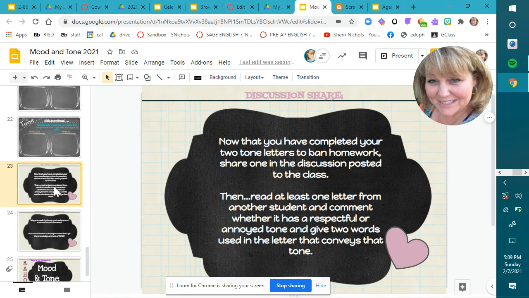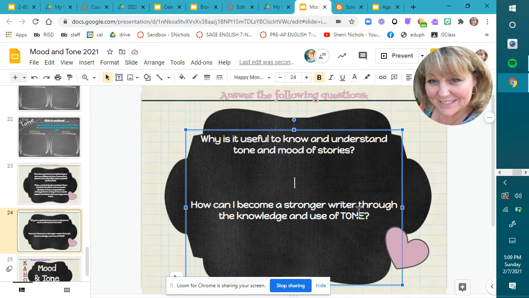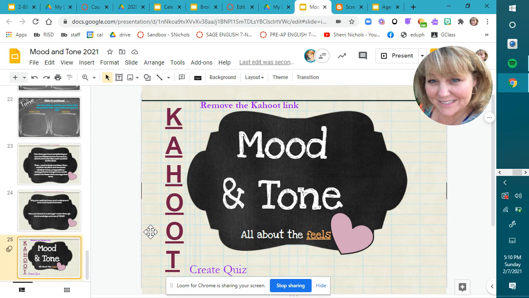Now that you have completed your 2 tone letters to ban homework, share one in the discussion posted to the class. Then read at least one letter from another student and comment whether it has a respectful or an annoyed tone, and give 2 words using the letter that conveys that tone. And then, why is it useful to know and understand tone and mood of stories? Answer this. And then, how can I become a stronger writer through the knowledge and use of tone? Answer that. Then we have a Kahoot, and then you will turn all of this in for a grade.